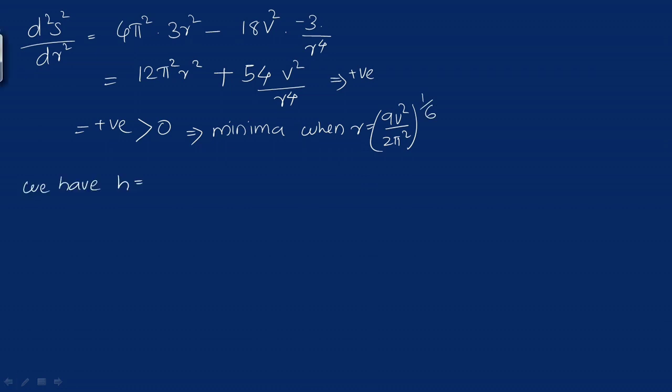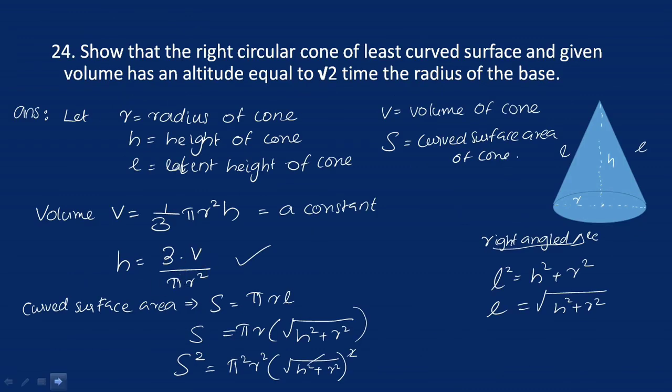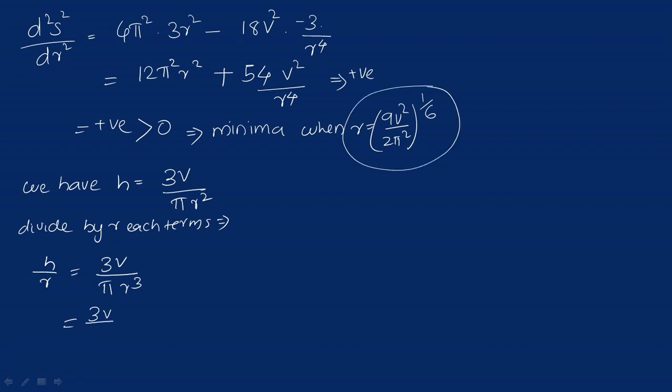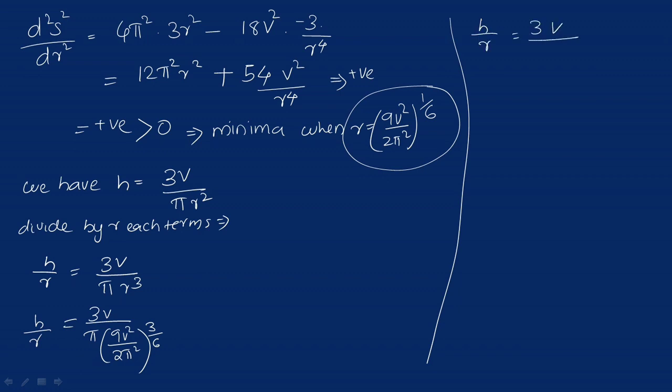Now we go back to what h is. Initially h is equal to 3v by πr². Dividing both the left hand side and right hand side by r, we have h by r is equal to 3v by πr², into r, that is πr³. So that is h by r. Instead of r, we have (9v² by 2π²) raised to 1 by 6. Substituting that, 3v by π into (9v² by 2π²) raised to 3 by 6, or that is h by r.